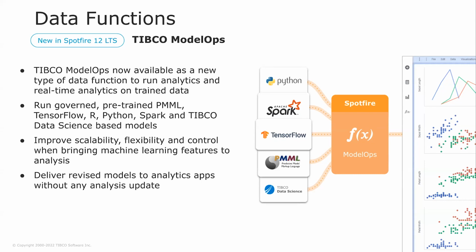And in this area with Spotfire 12, we've taken Spotfire to the next level with TIBCO ModelOps. For the first time in the visual analytics industry, Spotfire with ModelOps brings enterprise-class model operations capability to put the governed algorithm behind the button. TIBCO ModelOps in Spotfire is a new type of data function to do analytics and real-time analytics on trained data. It opens up Spotfire to new machine learning and AI languages and platforms, running PMML, TensorFlow, Spark, Python scoring flows directly in Spotfire with the same experience as when using regular Spotfire data functions on web and desktop.